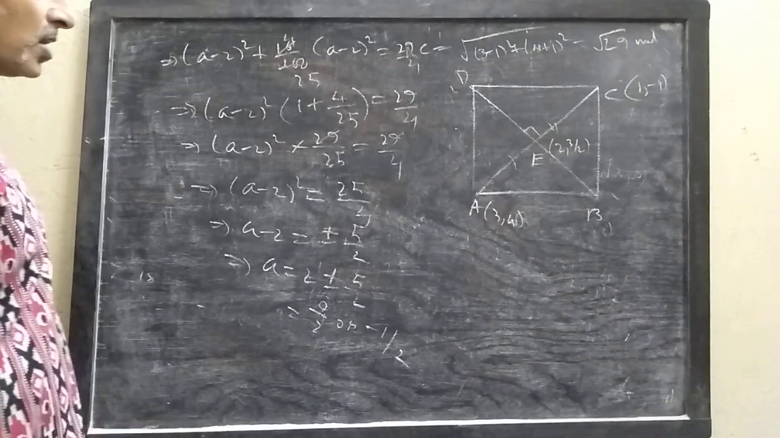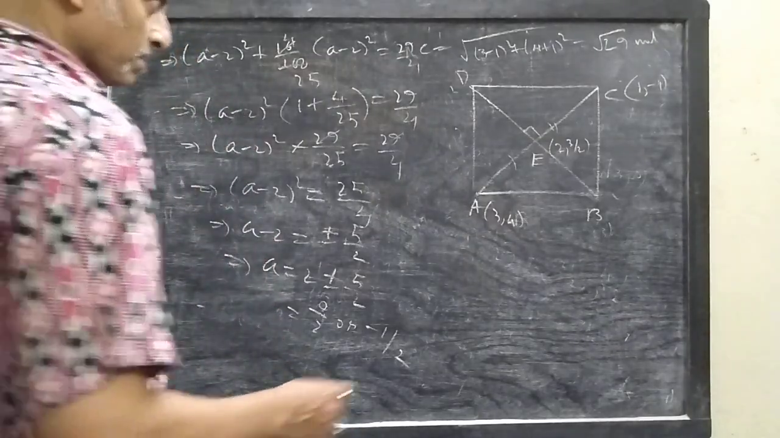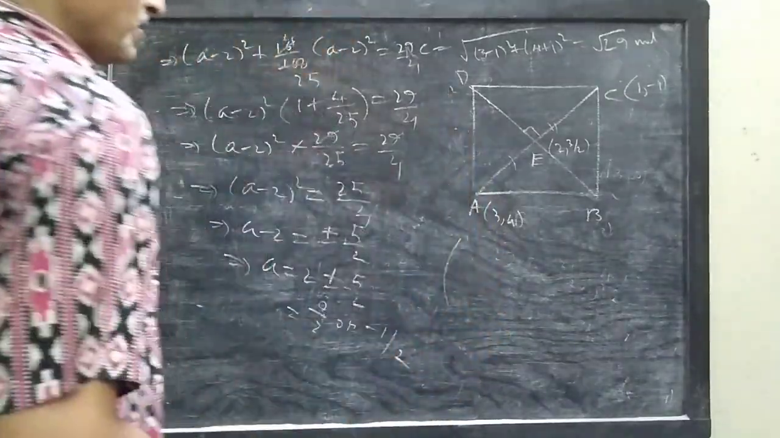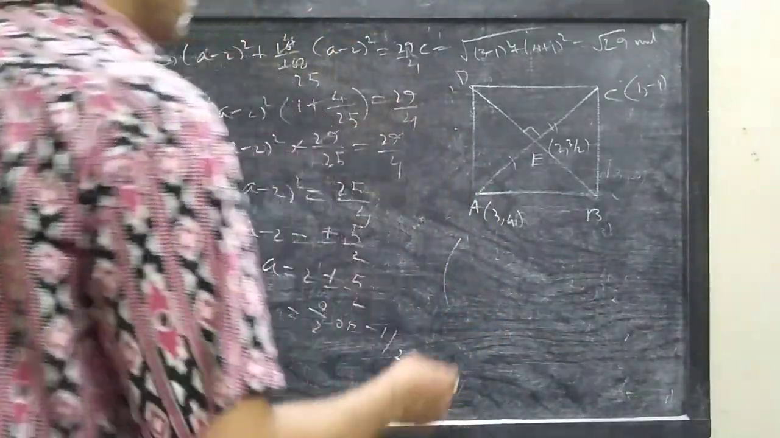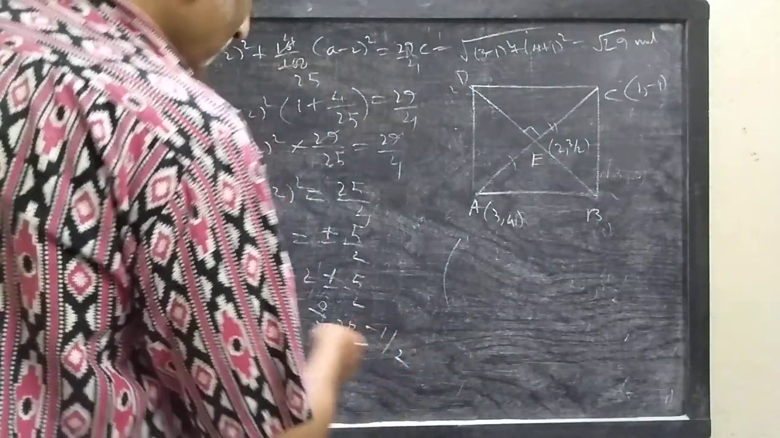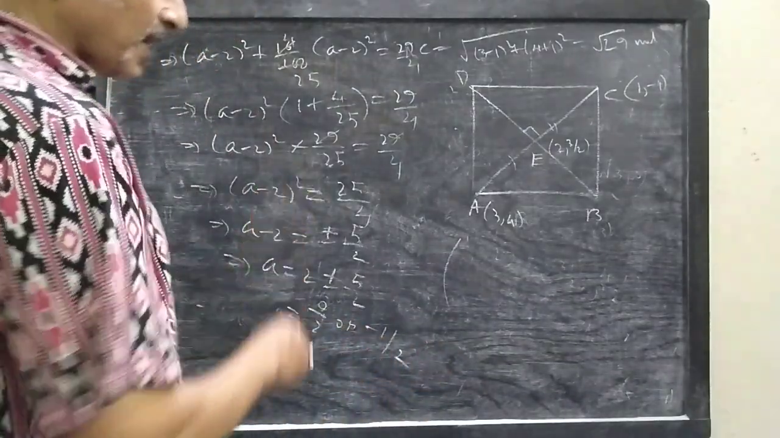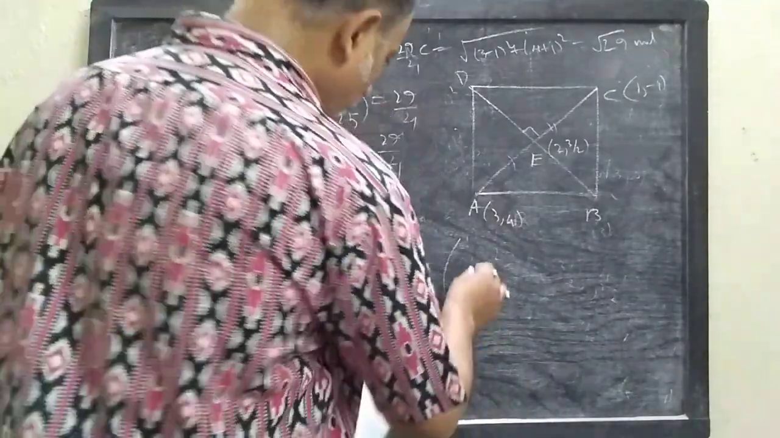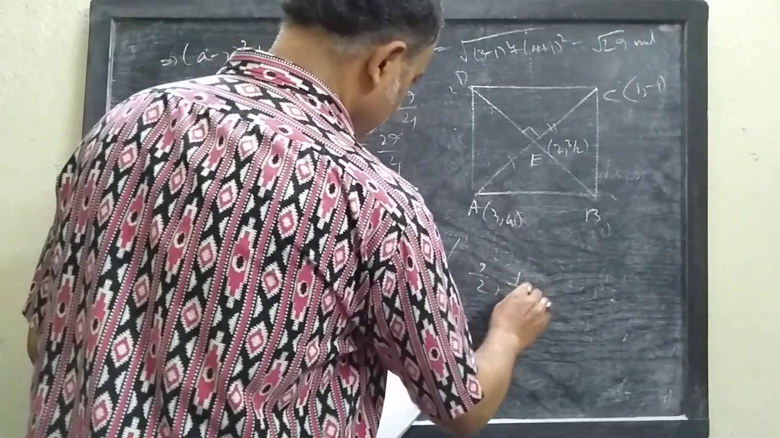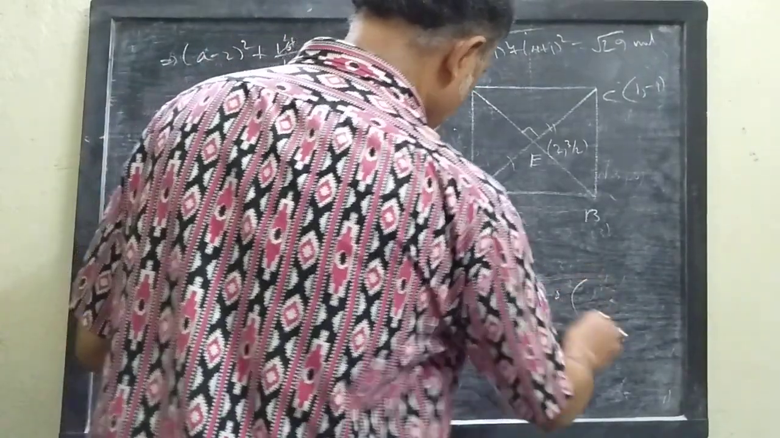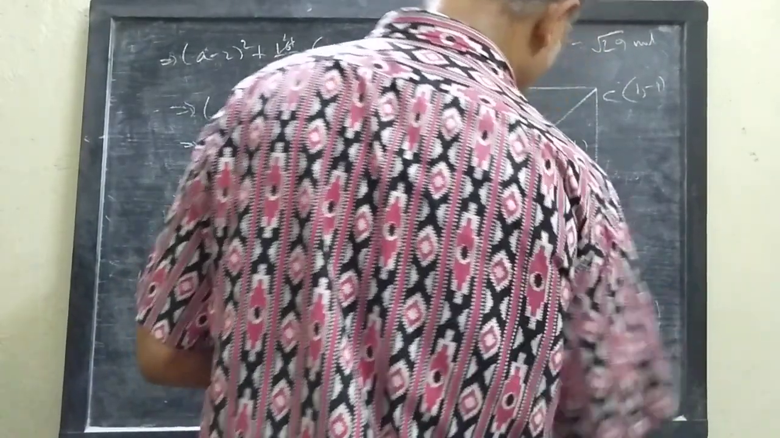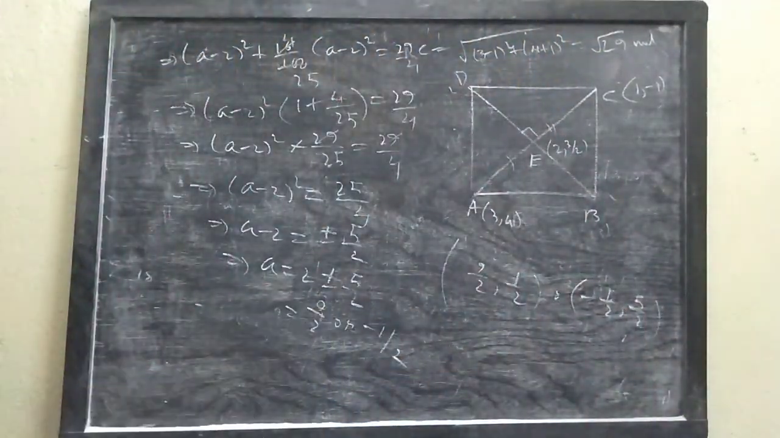So required points will be, we have calculated the coordinates of D. Just put these values of a in that result, you will get the answer in the form 9 by 2 comma half, and the other vertex will be minus half comma 5 by 2. These will be the coordinates of the remaining two vertices.